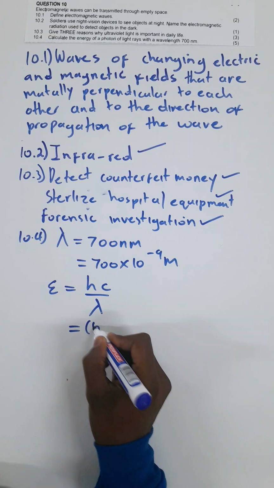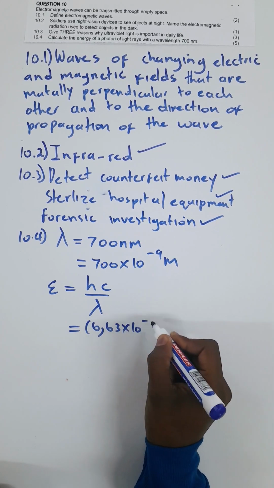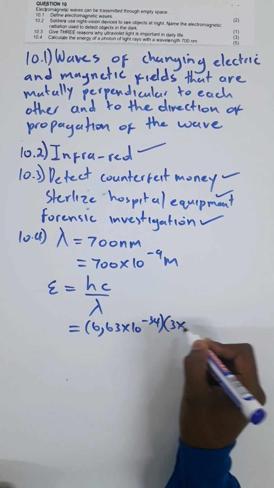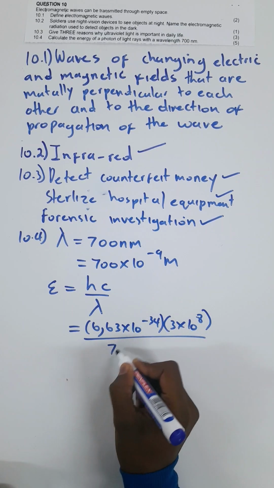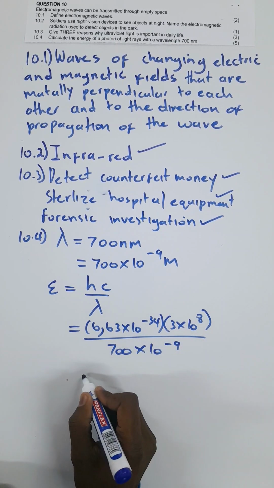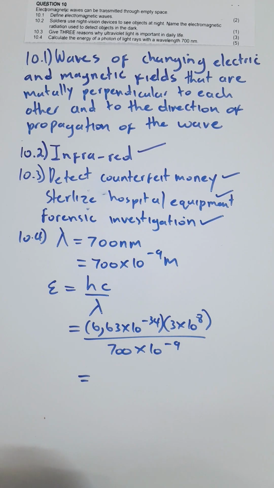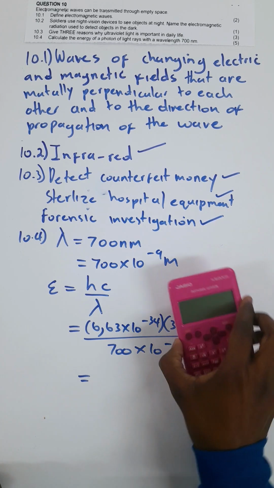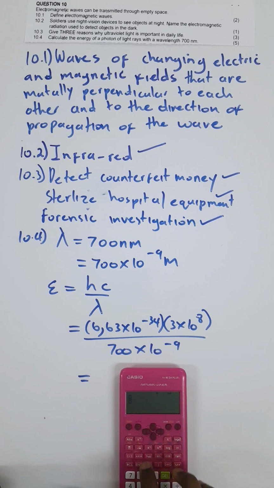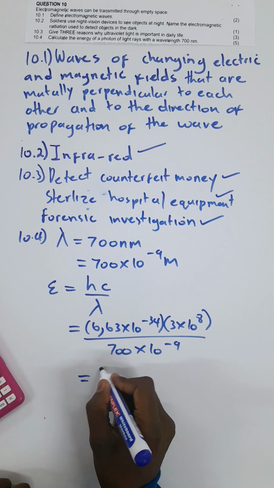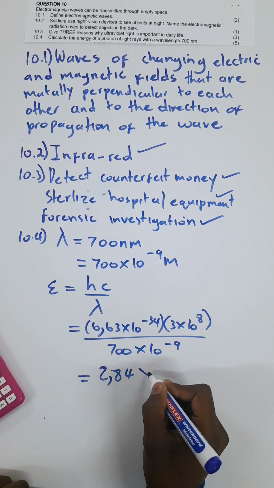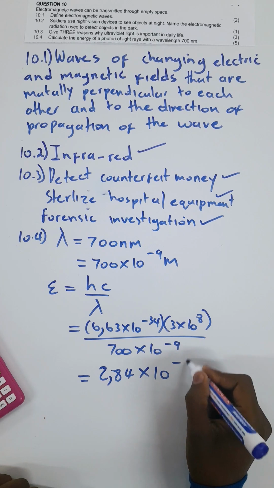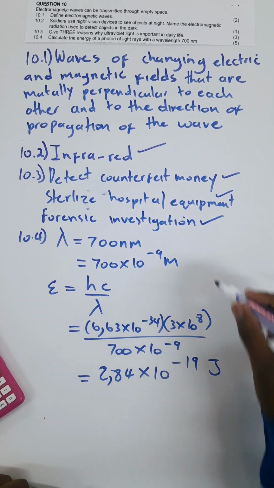Let's substitute here. We're going to have 6,63 times 10 to the power of negative 34, c is 3 times 10 to the power of 8, all over 700 multiplied by 10 to the power of negative 9. In the calculator, we have 6,63 times 10 to the power of negative 34, times 3 multiplied by 10 to the power of 8, over 700 multiplied by 10 to the power of negative 9, giving us 2,84 times 10 to the power of negative 19 joules.